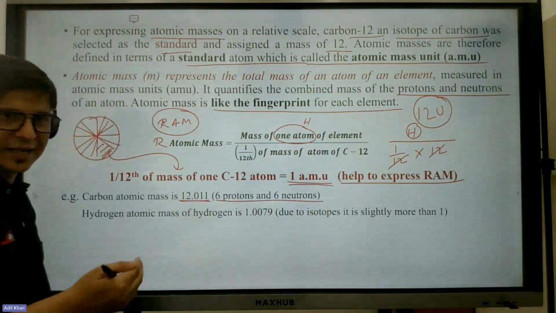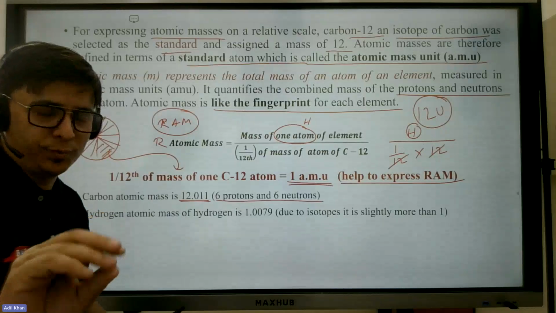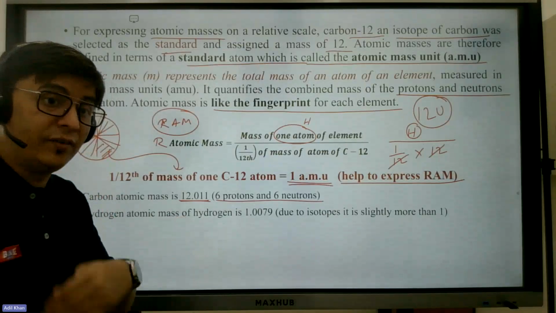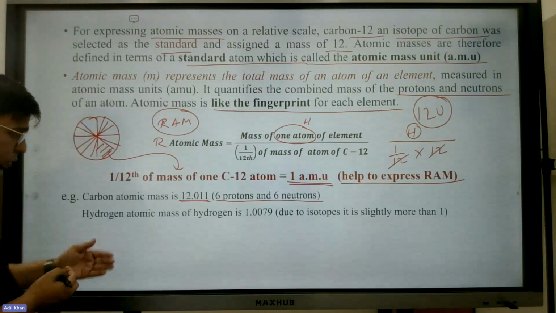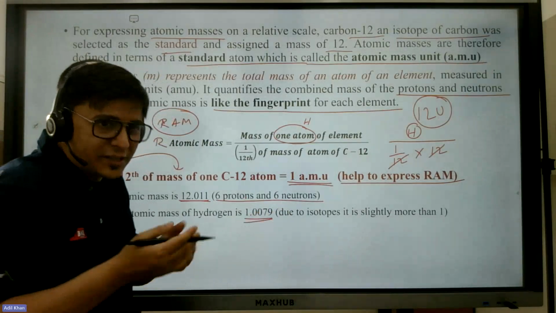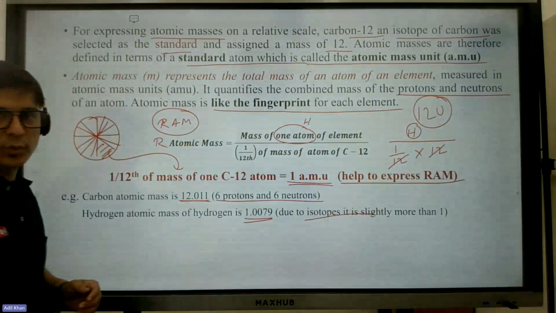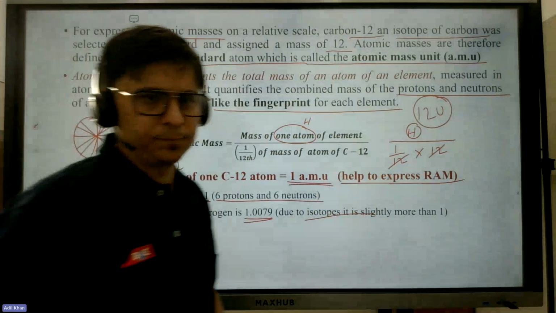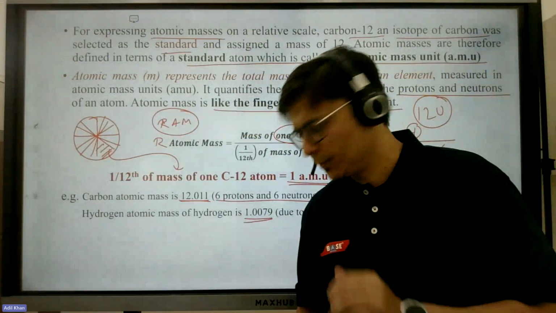Sir, why is it not exactly 12? Why is it slightly more? Due to presence of C-13 isotope. 3 isotopes are natural, 12 are artificial and man-made, just for your knowledge. Hydrogen atom atomic mass is 1.0079. Why is it not 1? Because of the isotopes present here, the mass is slightly more. So atomic mass concept, I think it is clear to you.